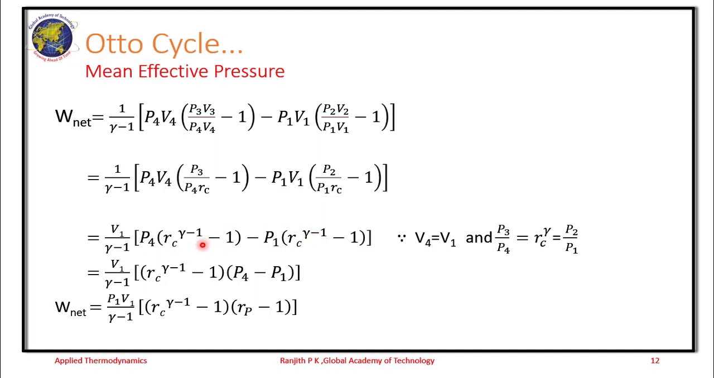Again, in this expression, Rc power gamma minus 1 is a common factor. So we have Rc power gamma minus 1 into P4 minus P1, and we take P1 as the common factor here again. P4 by P1 is equal to Rp, the pressure ratio. So we have W net written in terms of P1 V1 divided by gamma minus 1 into Rc power gamma minus 1 into Rp minus 1.